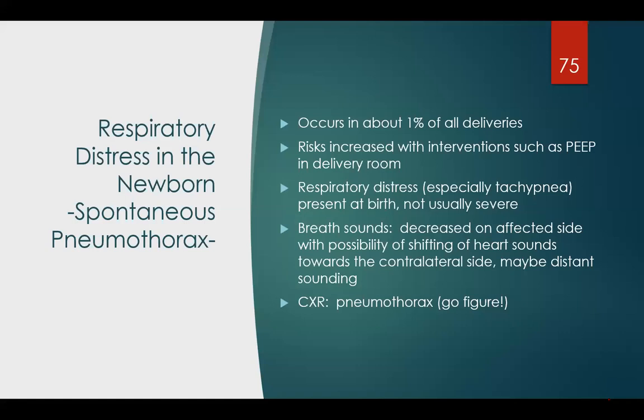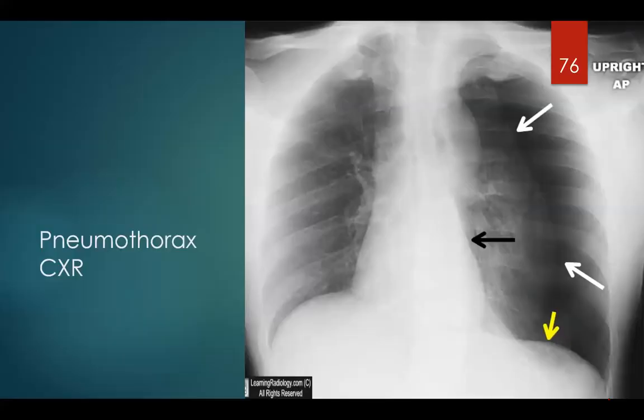Spontaneous pneumothorax occurs in about 1% of deliveries, so this is not very high yield. There is increased risk with interventions such as PEEP in the delivery room, so we can blow out these lungs. Respiratory distress may be present with tachypnea. The breath sounds may be decreased on the affected side. Chest x-ray is going to show a pneumothorax. Duh. There's a pneumothorax. You can see that there is no lung parenchyma from here on.